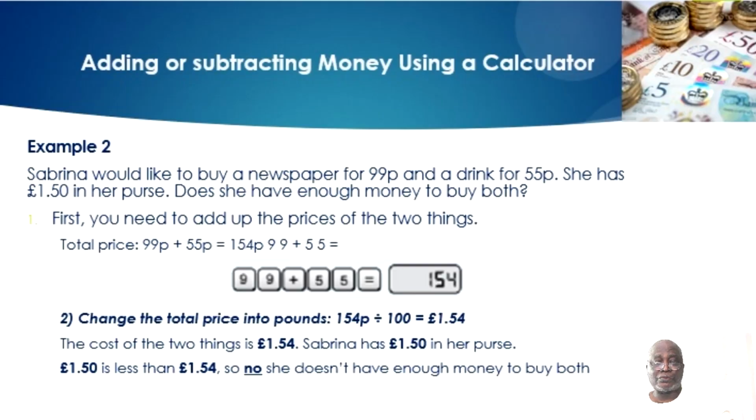The cost of the two things is £1.54. Sabrina has £1.50 in her purse. So £1.50 less £1.54 is not possible at this stage. So no, she does not have enough money to buy both.